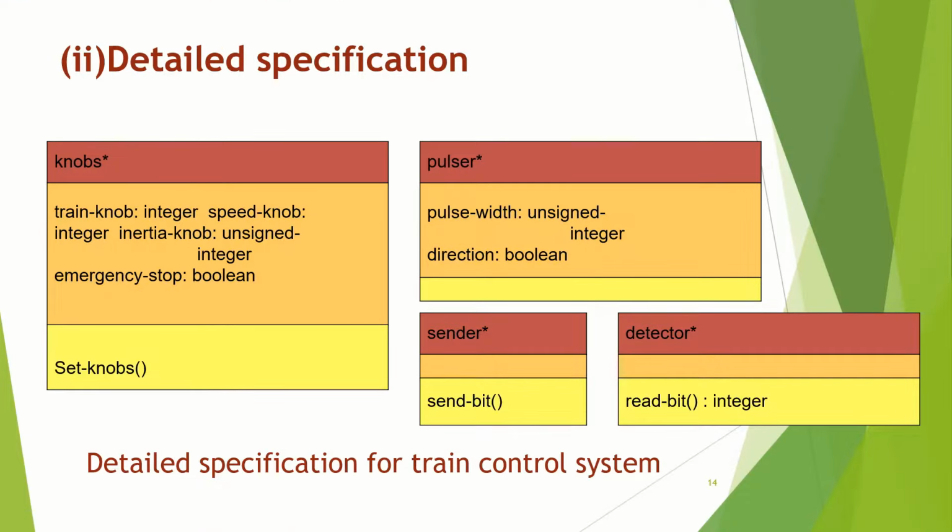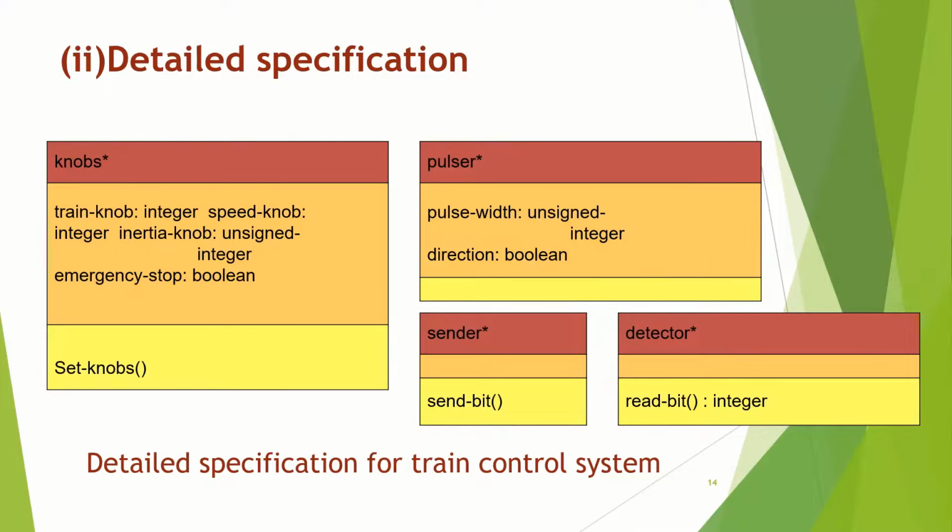Now coming to the detailed specification, the figure shows the detailed specification for the Model Train Controller System. The panel has three knobs: the train number, speed and inertia. It also has one button for emergency stop. To change the train's current settings, say changing the train number or to reset the other controls to the proper values, the knob is provided with set knobs behavior. The pulser consists of pulse width and direction. The speed of the motor is controlled by using pulse width modulation.